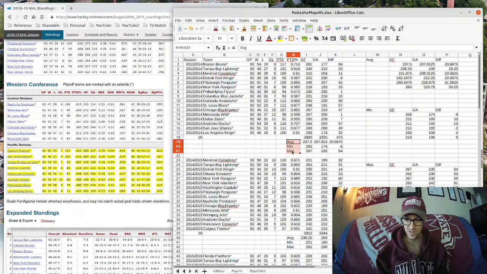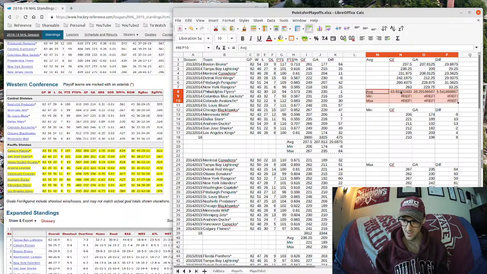So I don't need average. Do I need min and max? I think so. No, I do need average. Do I need average? No, because it's already there, but I'll do it anyways.